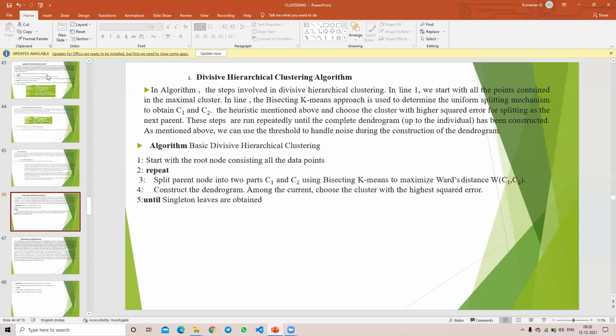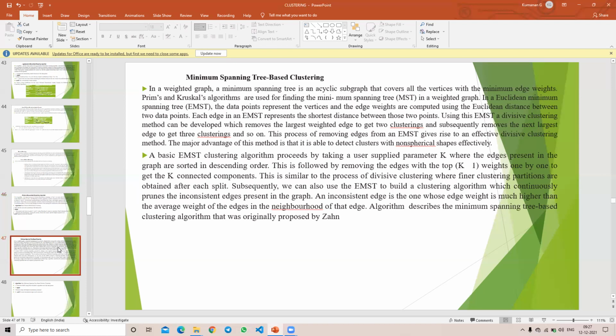Construct the dendrogram among the current clusters. Choose the cluster with the highest squared error, and repeat the same step until singleton leaves are obtained. That is the algorithm for divisive hierarchical clustering. Next, minimum spanning tree based clustering.